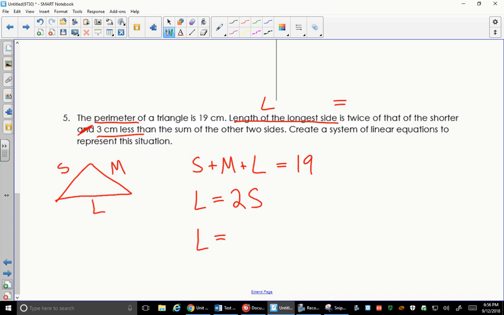Well, remember this happens at the end. So we know here that we're subtracting 3 from something. The sum of the other 2 sides. So that's the short side plus the medium side, and then we take away 3 centimeters from that.